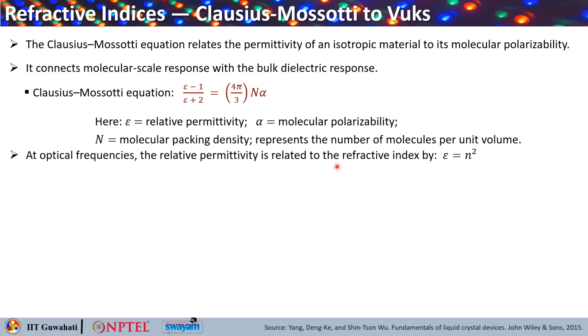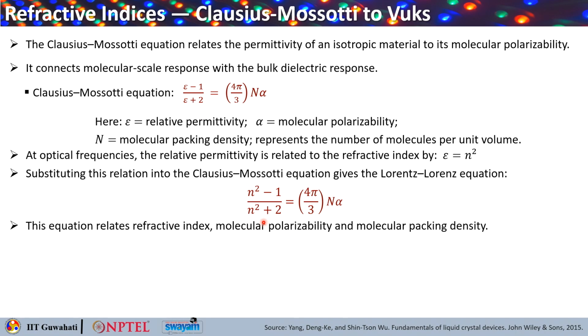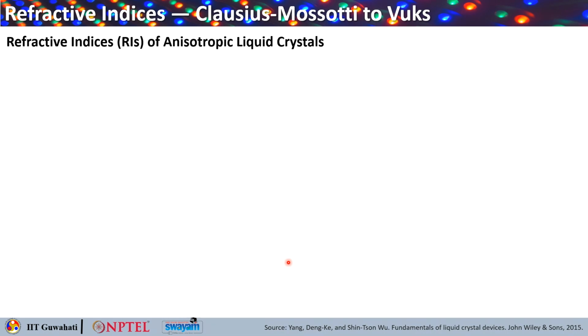Now what happens at optical frequencies? The relative permittivity is basically related to the refractive index. So we know that epsilon equals n squared. If you put this in the Clausius-Mossotti relation, you basically get the Lorentz equation. So the same equation in the optical domain becomes the Lorentz equation. This is how the equation looks, and it relates the refractive index to the molecular polarizability and the molecular packing density. So you can say that the Lorentz equation is mainly applicable to isotropic optical media.